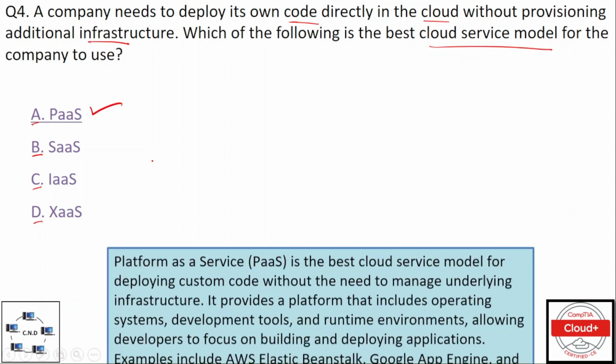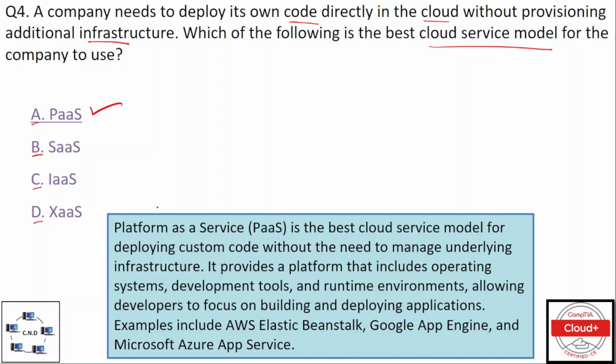option A, PaaS or platform as a service. So platform as a service is the best cloud service model for deploying custom code without the need to manage underlying infrastructure. By underlying infrastructure, we mean the operating systems, the servers, the VMs, and the networking, etc.